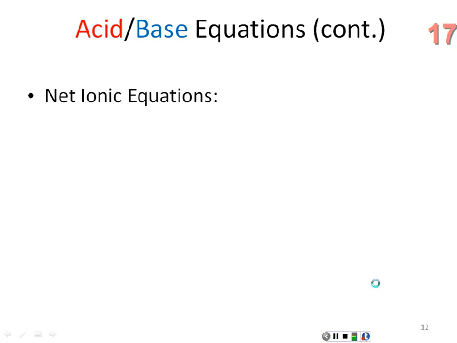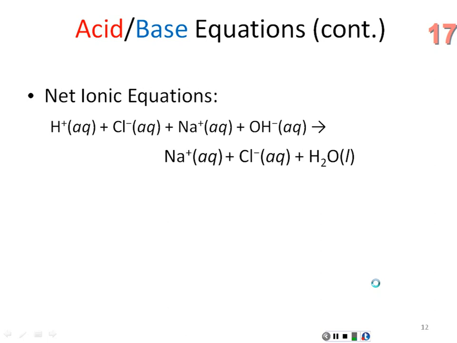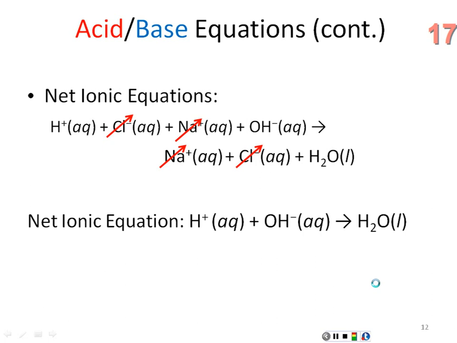Now, if you remember, you can take the total ionic equation and cancel out the spectator ions. So if we have the total ionic equation, you notice that there are certain ions that are the same on both sides, the chloride and the sodium. You can cancel those out, and what you get is a net ionic equation.